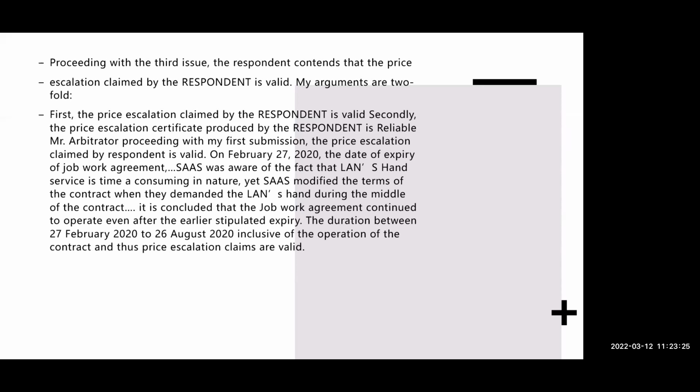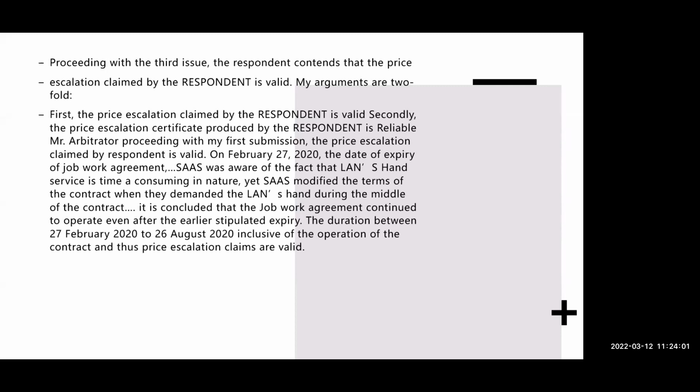So the first element was whether the price escalation claimed is valid, because this was again a question that the price escalation which was claimed was not within the scope of the contract entirely, because the contract had already expired and the price escalation was claimed after the expiry. But again, there were certain other reasons upon which the respondent were basing their argument that there was an extension of the agreement between the parties. So therefore, the first argument, they were starting from the validity of the price escalation claimed.